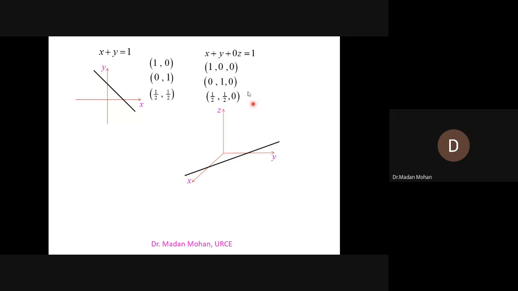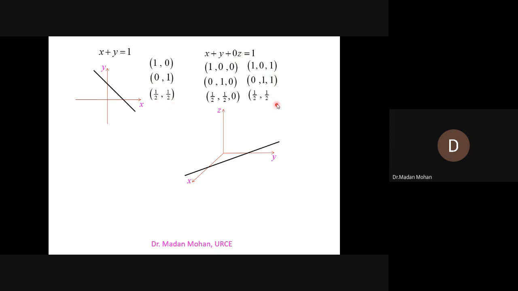Okay. Don't think these are the only points. I have some more points. For example, I am taking 1, 0, 1. It also satisfies the equation: 1 plus 0 plus 0 into 1, which is 0 into 1 is 0. Here 1 plus 0 is 1. Now Z value I have taken 1. Similarly, 0, 1, Z value 1. It also satisfies.